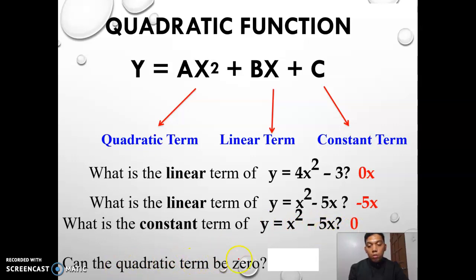Can the quadratic term be 0? If this one is 0, can we still call it quadratic? It's not quadratic anymore. Rather, it's a linear function or equation. So the answer is no.